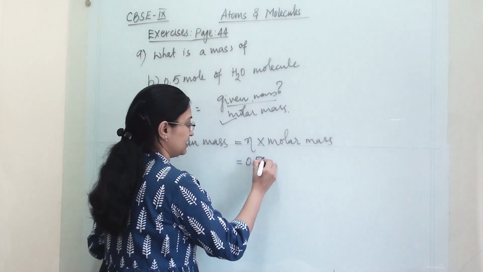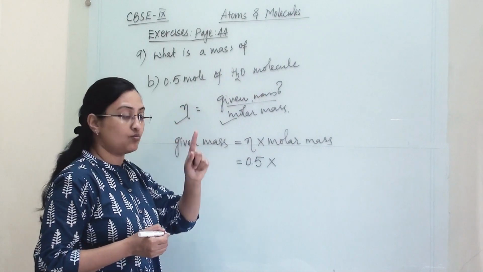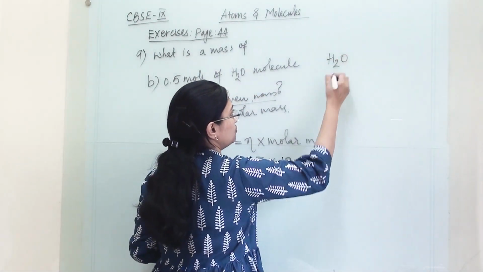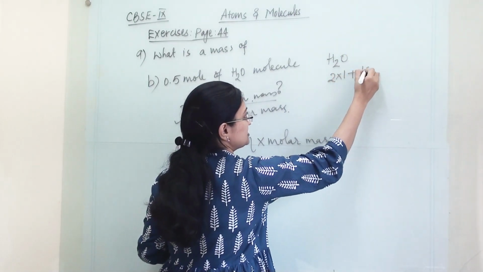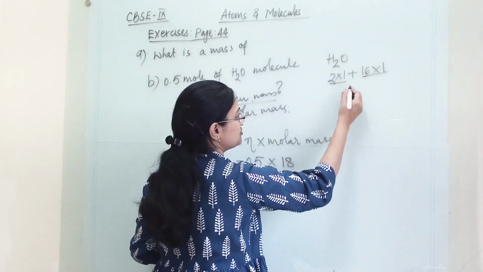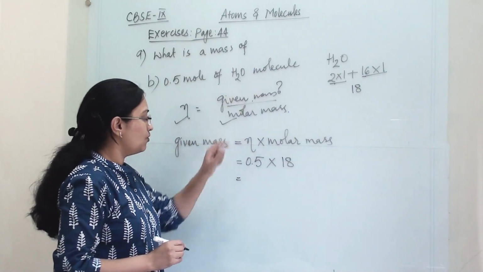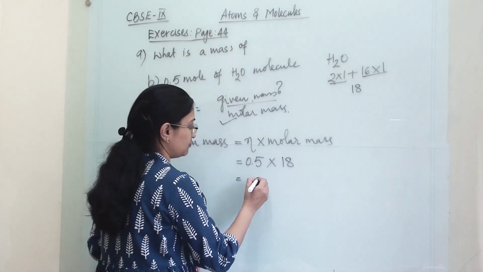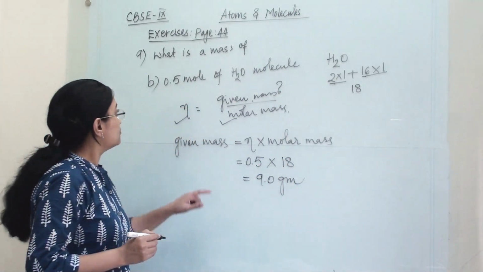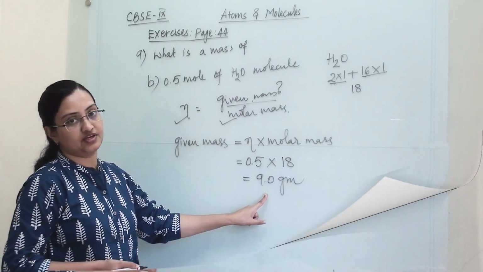So how many moles are there? 0.5. And the molecular weight for the H2O molecule, one molecule, is 18. H2O, so 2 into 1 plus 16 into 1. This is for oxygen, this is for hydrogen. So 16 plus 2, it is 18. That is how we calculated the molecular weight for water. So 18 into 0.5 is going to be 9.0 gram. So 0.5 mole of water has 9 gram weight.